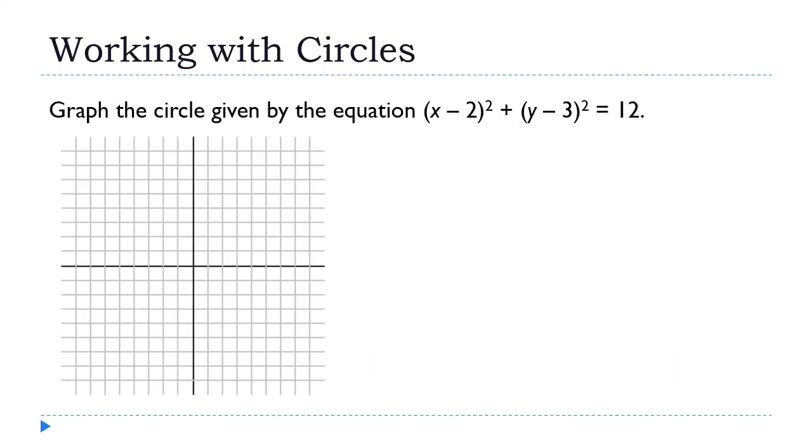So now that we know what the equation of a circle looks like, let's see what we can do with one. So I have the equation of a circle here, and hopefully you recognize the pattern from what we talked about in the last lecture. We've got x minus a number squared plus y minus a number squared equals a number. This is the form we expect for the equation of a circle. So what I want to do is graph this.